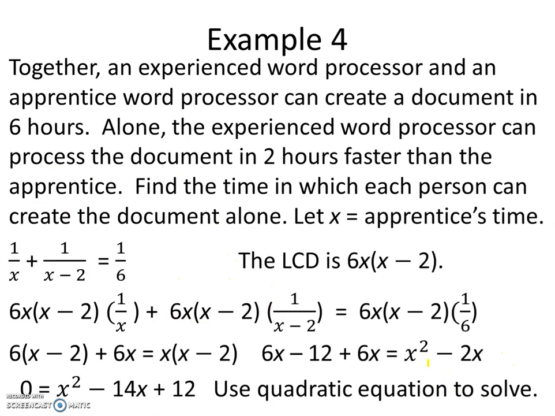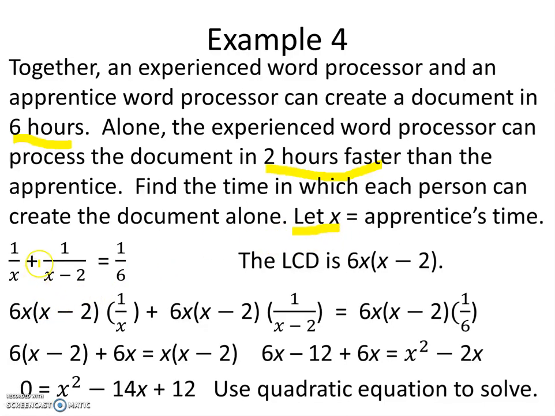On example 4, we have a nice little word problem. Together, an experienced word processor and an apprentice word processor can create a document in 6 hours. Alone, the experienced word processor can process the document 2 hours faster than the apprentice. Find the time in which each person can create the document alone. Let x be the apprentice's time.